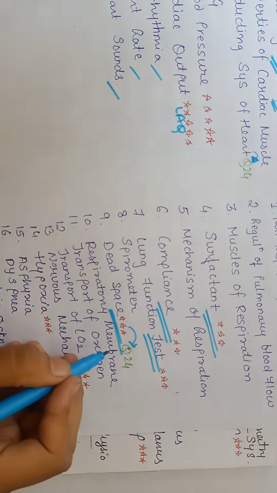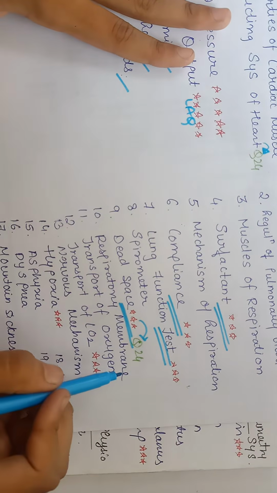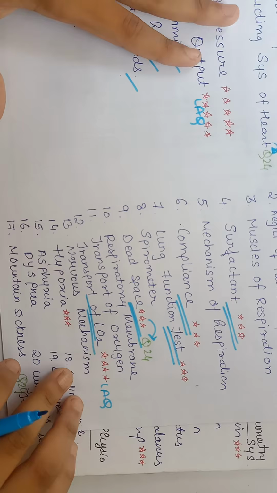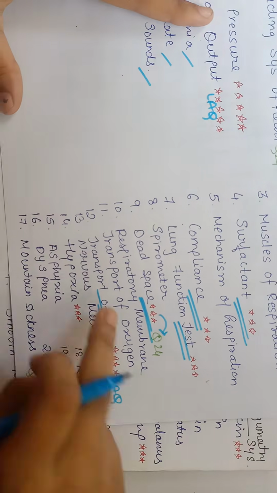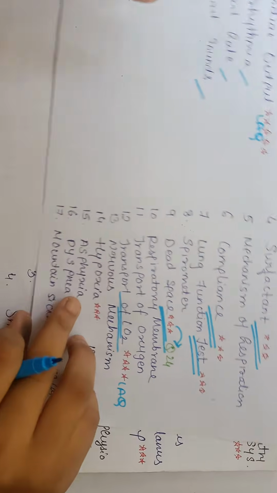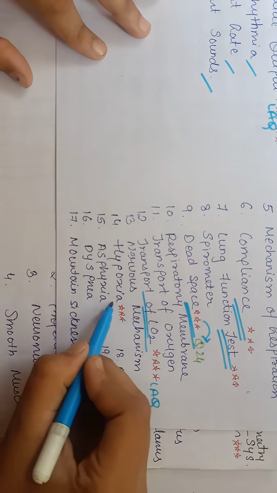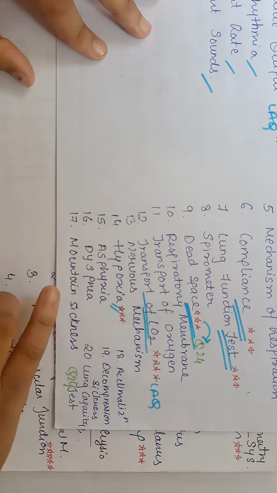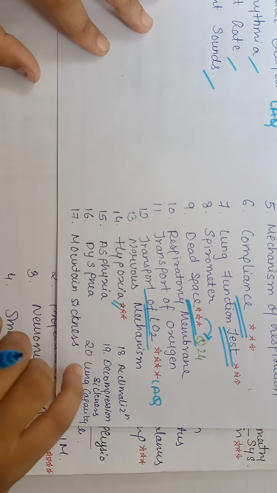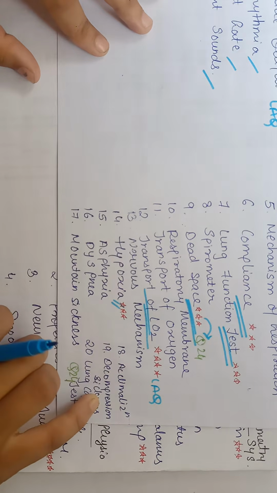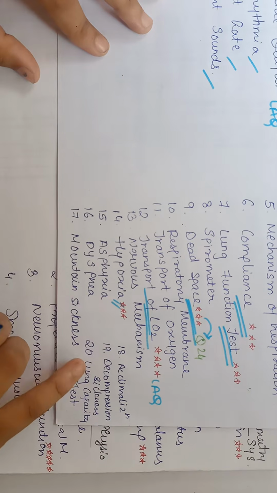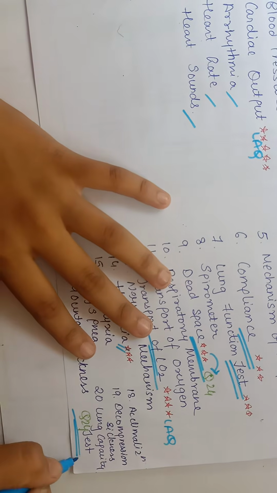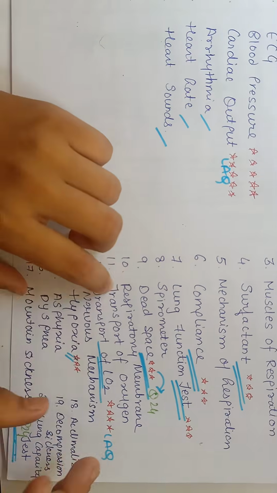Then respiratory membrane is important. Transport of oxygen and transport of CO2. This can be asked for LAQ. In LAQ, there are only a few topics which can be asked. So transport of CO2 is one of them. Then nervous mechanism is important and hypoxia is important. Then asphyxia and dyspnea. Then mountain sickness, decompression sickness, and lung capacity test. Lung capacity test has been asked in the 2024 paper. So these are the important topics from the respiratory system.